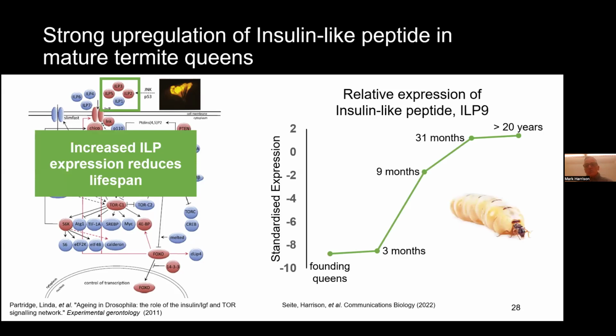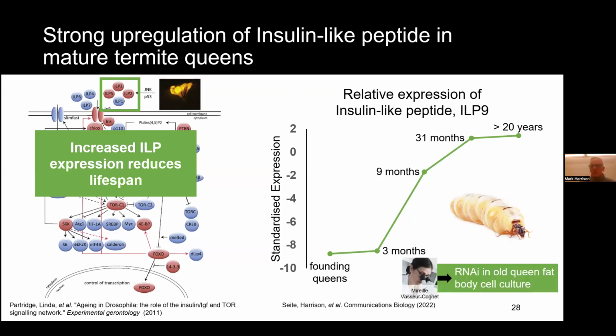And in the termite, we found one ILP, which we call ILP9, which had a massive increase in expression along the lifespan. So comparing young founding queens to 3 month, 9 month, 31 month, and the old queens, which were over 20 years old, we saw a massive increase in expression. And this coincided with high glucose levels, which were found in the hemolymph. What's startling about this is that this would normally have negative consequences due to fat storage, which doesn't seem to be happening here.